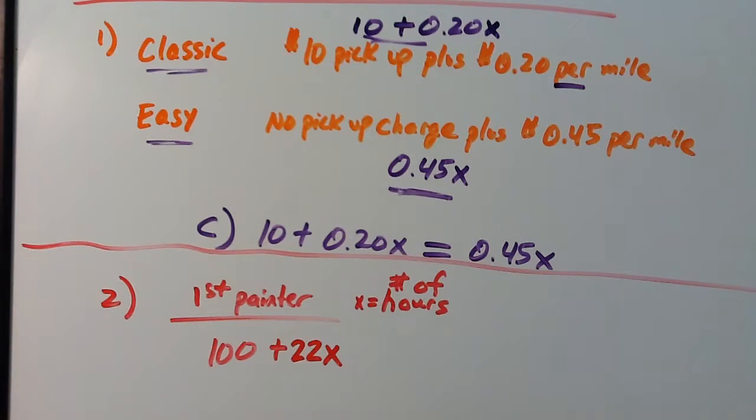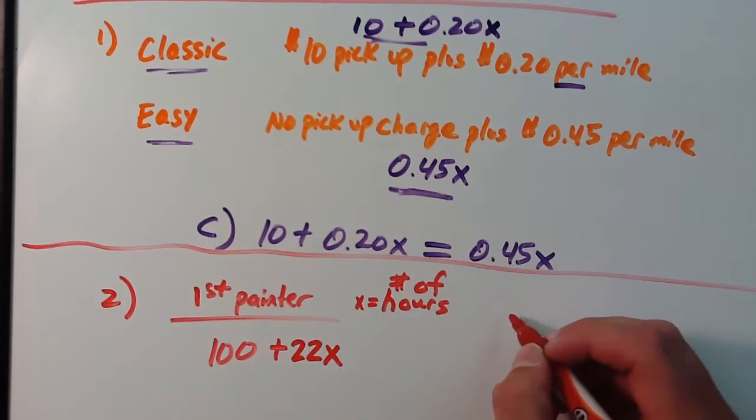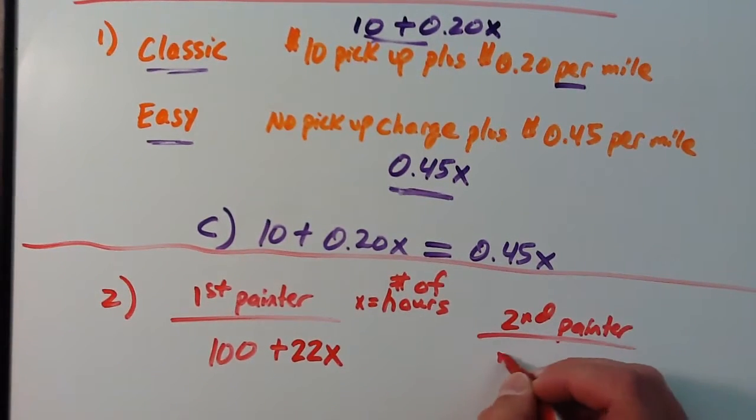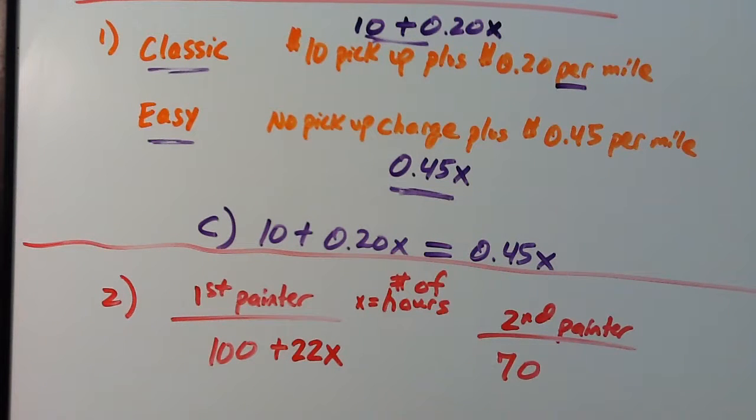That's the first painter. The problem also says a second painter charges a flat fee of $70. So the second painter, if you hire this painter, he's charging a $70 flat fee. So you're paying $70 up front plus $25 an hour. So 70 plus 25 times the number of hours. And again, we're using x for the number of hours. Okay, and the question is, after how many hours is the charge for the two painters the same? And that's the key word, same.